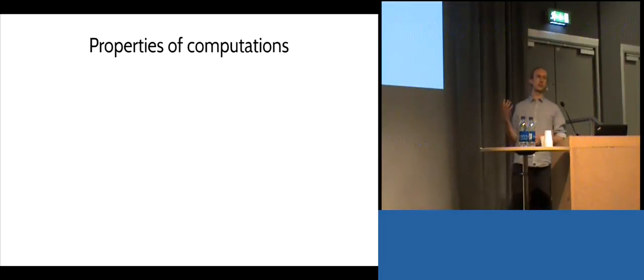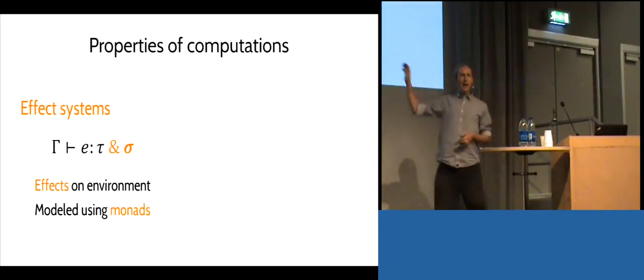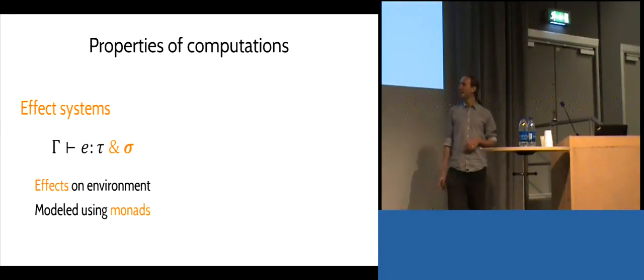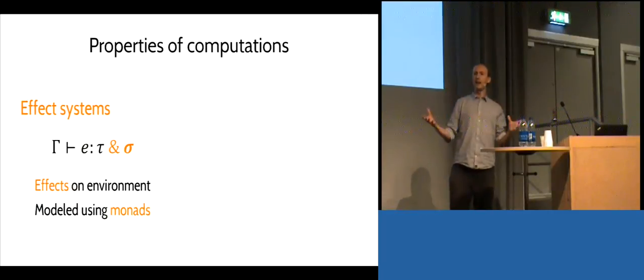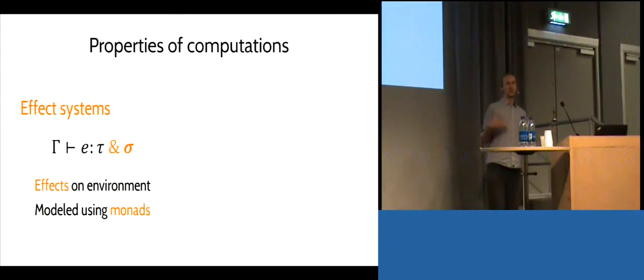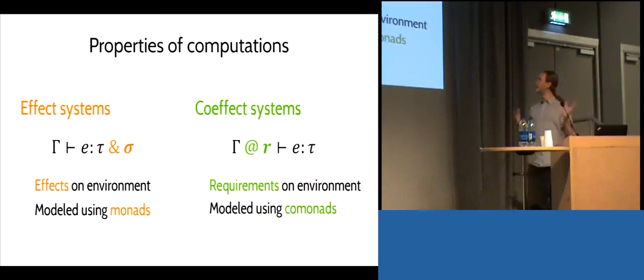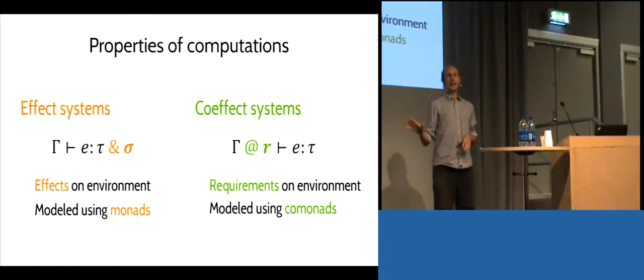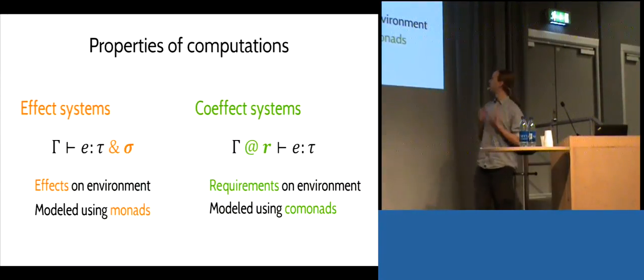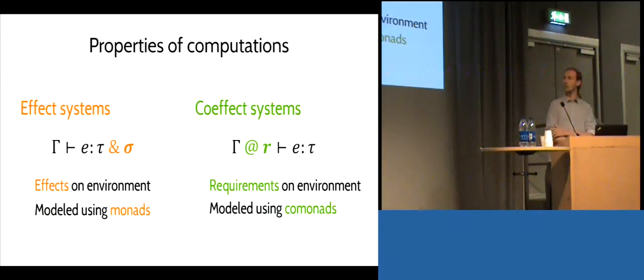We're talking about properties of computations. In effect systems, we're adding these annotations to the extreme right, where we're saying what are the effects on the environment, what does the program do to the world, and that's a well-known thing that's been modeled using monads. What we are doing is looking on the other side, tracking what requirements you have on the environment. So what your program or expression needs from the world. And we will be modeling that using comonads. So that's just the formal introduction.